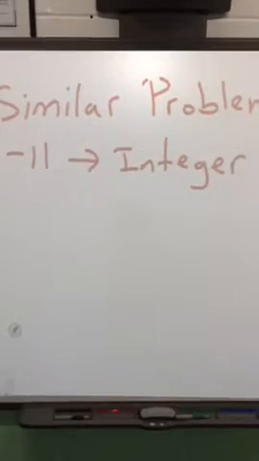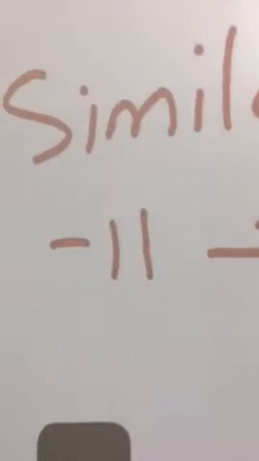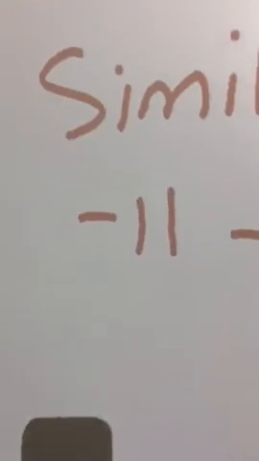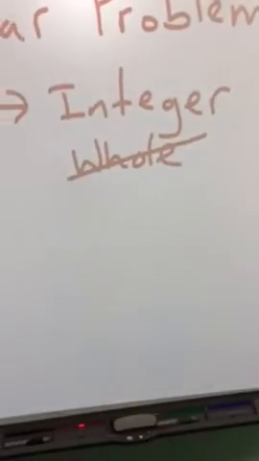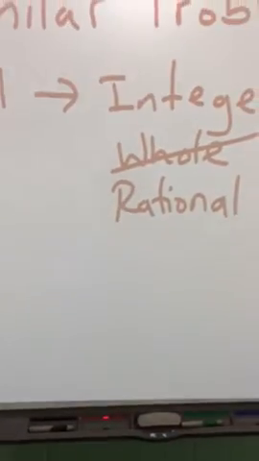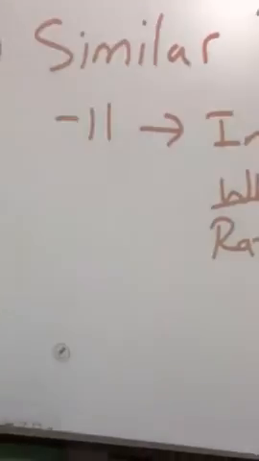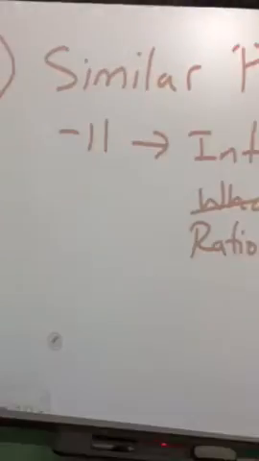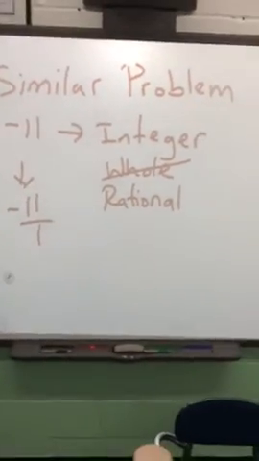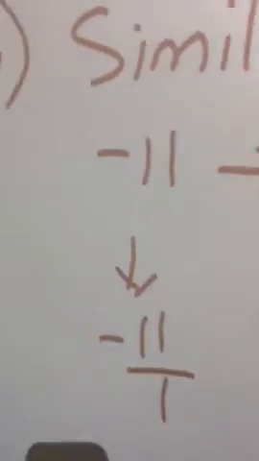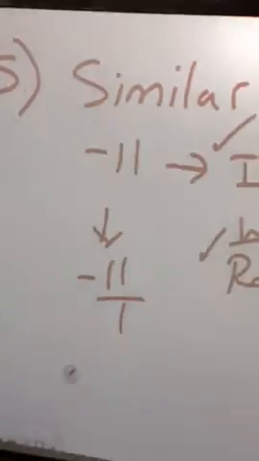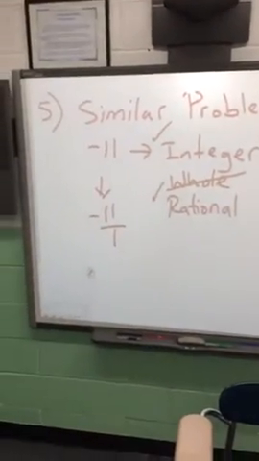Is negative 11 a whole number? No. So it's an integer, but it's not a whole number. Is negative 11 a rational number? Yes. Negative 11 is rational simply because I can also write negative 11 as negative 11 over 1, the ratio of two integers. So negative 11 is an integer and it's also rational.